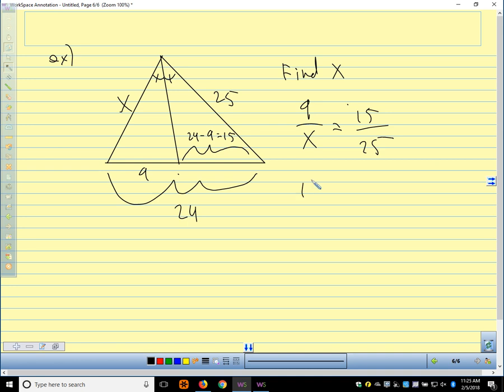So cross multiply, 15x, 9 times 25 is 225. Divide by 15, and x equals 15. All right, so angle bisectors just give us another way to set up proportions in triangles. All right, questions?